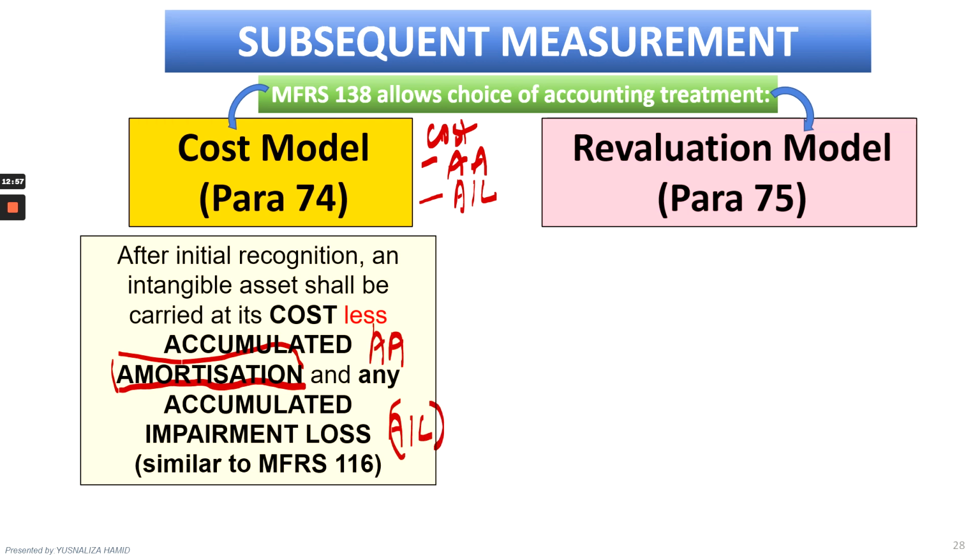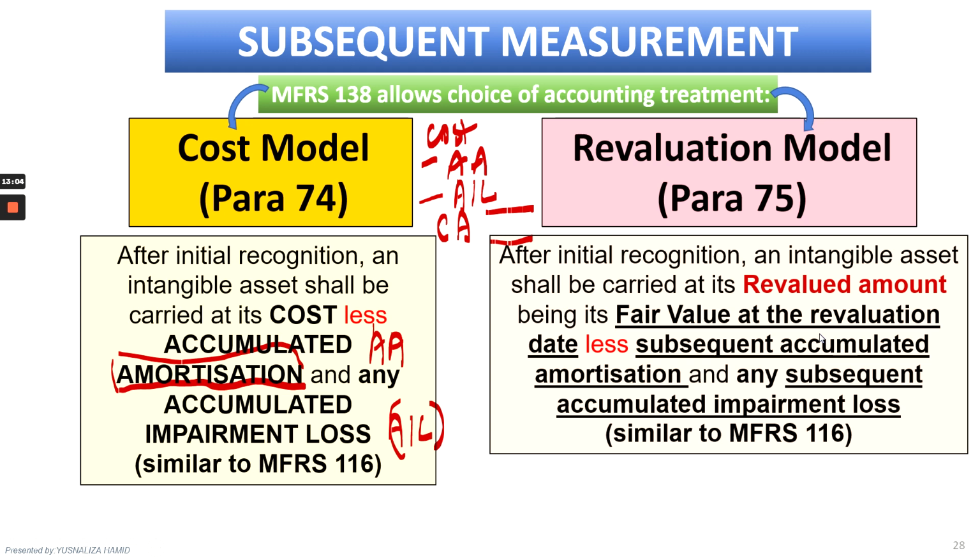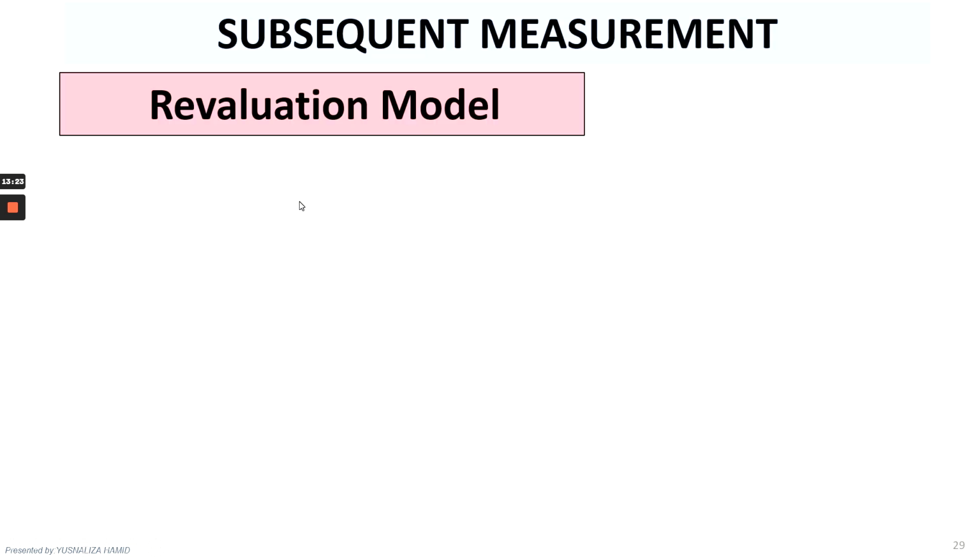Therefore this will give you the carrying amount. And the revaluation model is the same. You are going to carry the asset at the revalued amount, and the revalued amount will be the fair value at the revaluation date less the subsequent accumulated amortization and any subsequent accumulated impairment loss. So this is similar to MFRS 116. I won't go into detail.